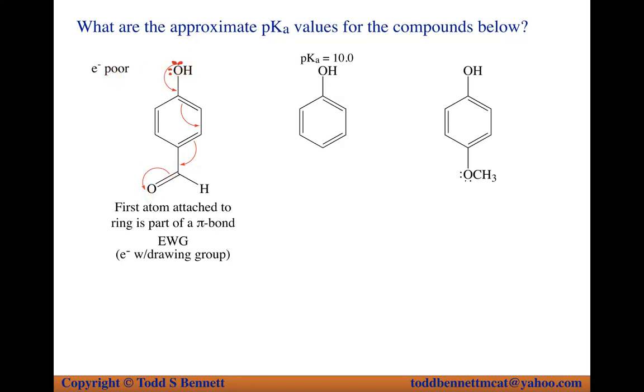So again, it makes this end electron poor, which means it makes it slightly positive. It's more like H plus, it's going to be more acidic, give off an H plus more readily. The pK is lower than 10. So 10 is the baseline. When I pull electron density away, I make it more acidic, pK drops all the way down to 8.4. Okay, that's an electron withdrawing group.